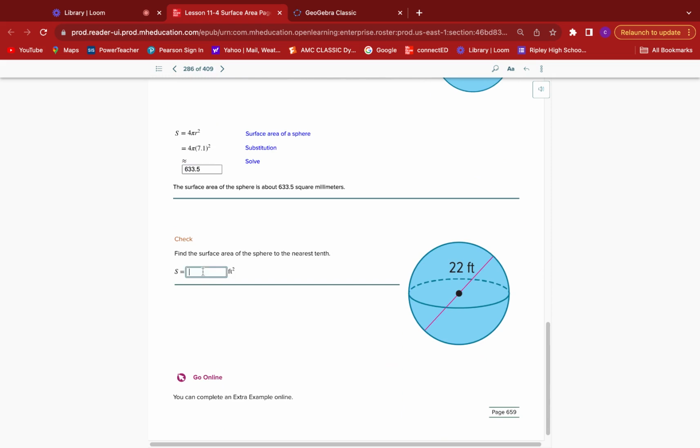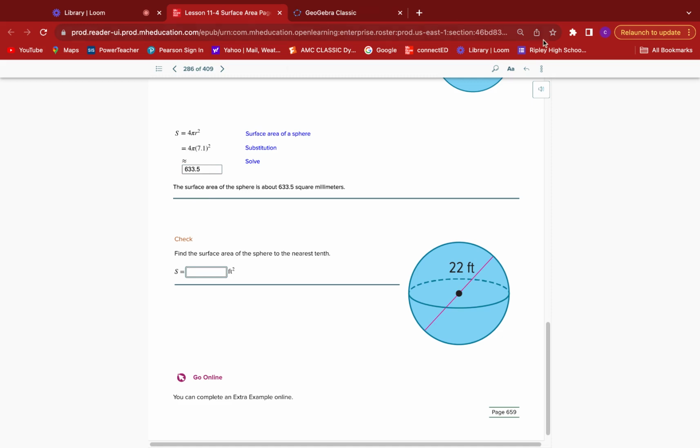All right, let's try one on your own. Here's the trick. The line goes all the way through. That is your diameter of the circle. Divide by 2 to get your radius. 22 divided by 2 is 11. So we're going to multiply 4 times pi times 11 squared.